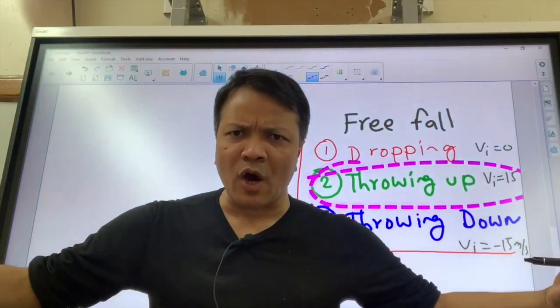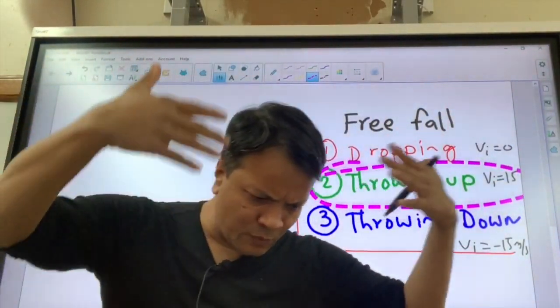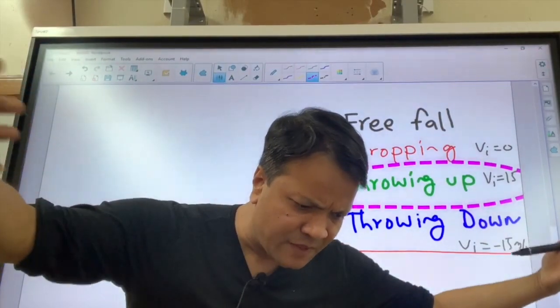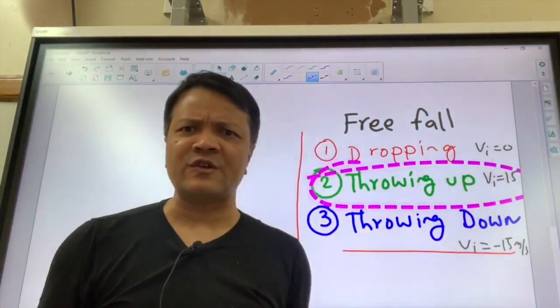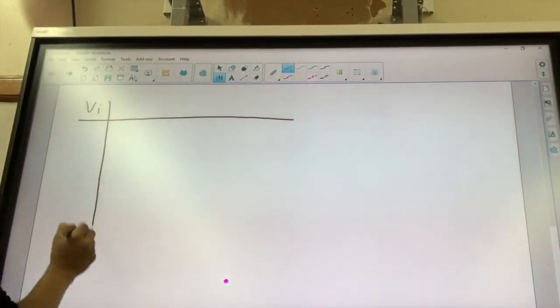I allow our ball to move, to free fall under the influence of gravity for, let's say, 3 seconds. Initial velocity, you're going to create a table.